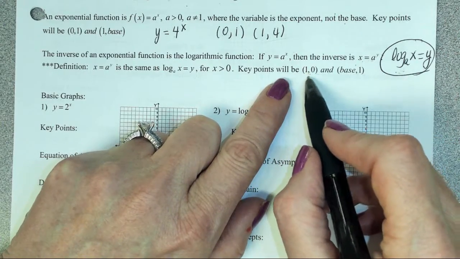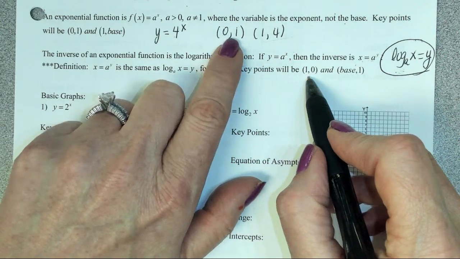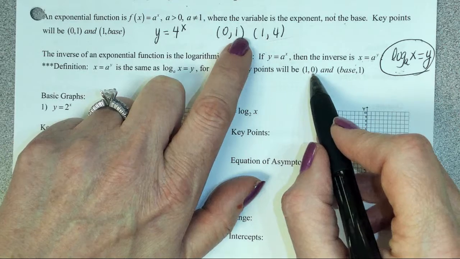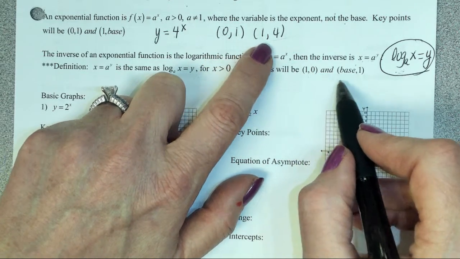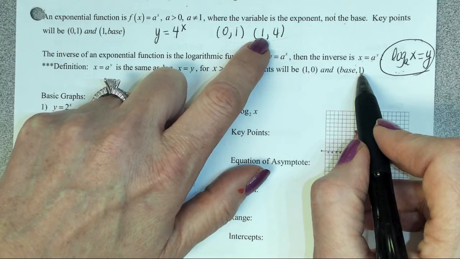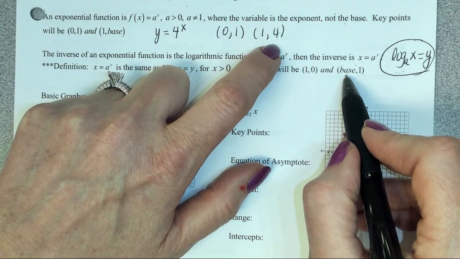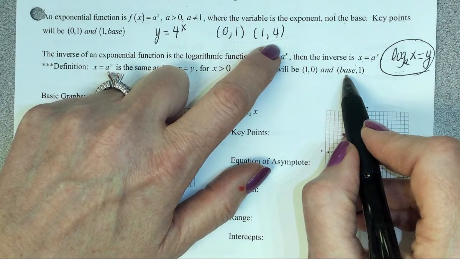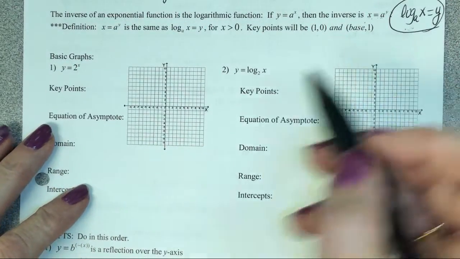Our key points for inverse functions are going to be x turns into y and y turns into x. Same thing here. Here's my x, it now turns into a y. Here's my y, it now turns into an x. Okay? So those are our key points.